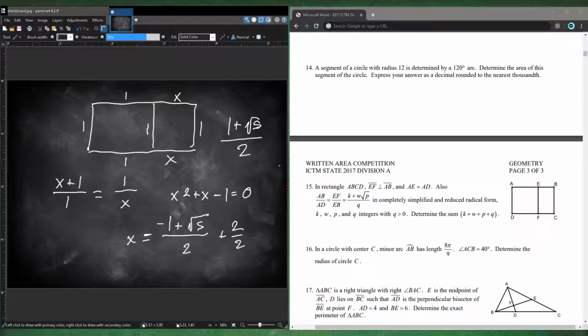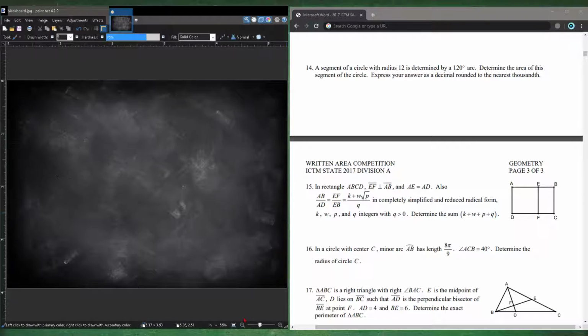Sorry about that. Sorry about the previous statement. I kind of misread the question. So then k is 1, w equals 1, p equals 5, and q equals 2. So 1 plus 1 plus 5 plus 2 is equal to 9, right? Because 1, 2, 4, 9. So that's your answer for number 15.